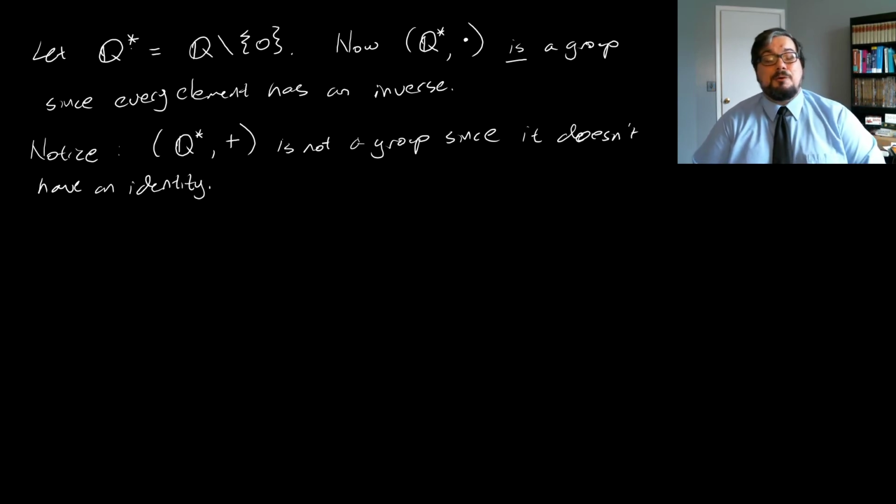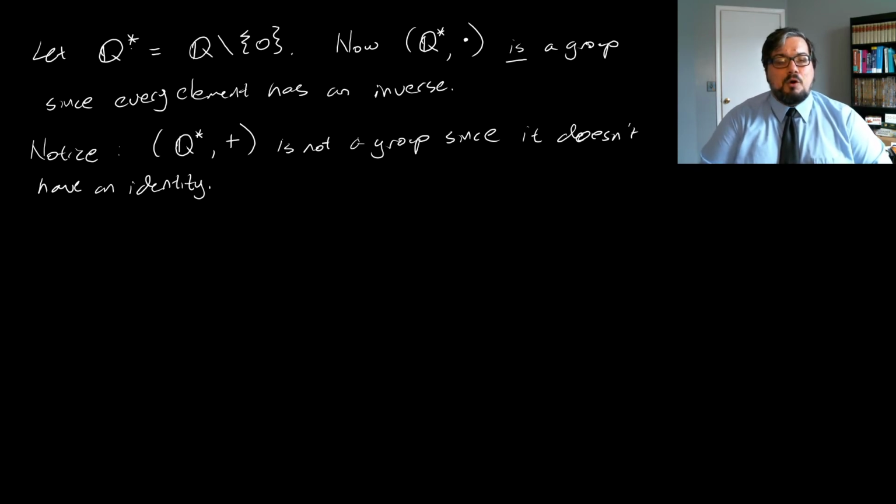The identity for addition over some set of the rational numbers would have to be 0, but Q star doesn't include 0. So Q star with addition doesn't have an identity, and therefore it's not a group.